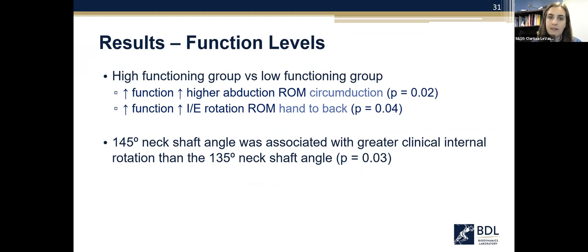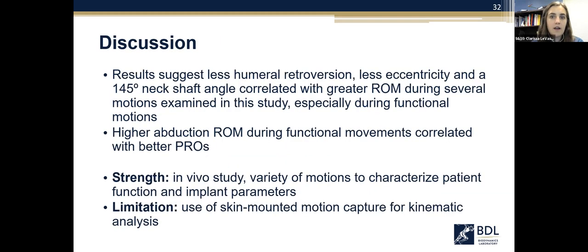Additionally, the 145 neck shaft angle implants were associated with greater scores on the internal rotation test than the 135 implants. Our results suggest that less humeral retroversion, less eccentricity, and a 145 degree neck shaft angle correlated with greater range of motion during several motions, most especially during the functional motions. Unsurprisingly, higher abduction range of motion during functional movements also correlated with better PROs, specifically the Constant-Murley score.